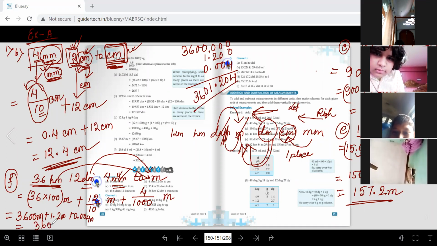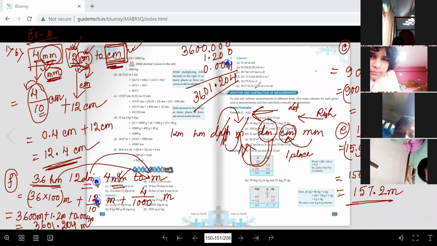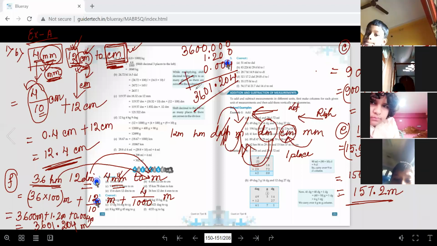Safin, is the answer correct? Then let me check. Ma'am, can I see if it is correct or not? No. Say whether the answer is correct or not. You cannot do a simple addition. Yes, it is correct, ma'am.